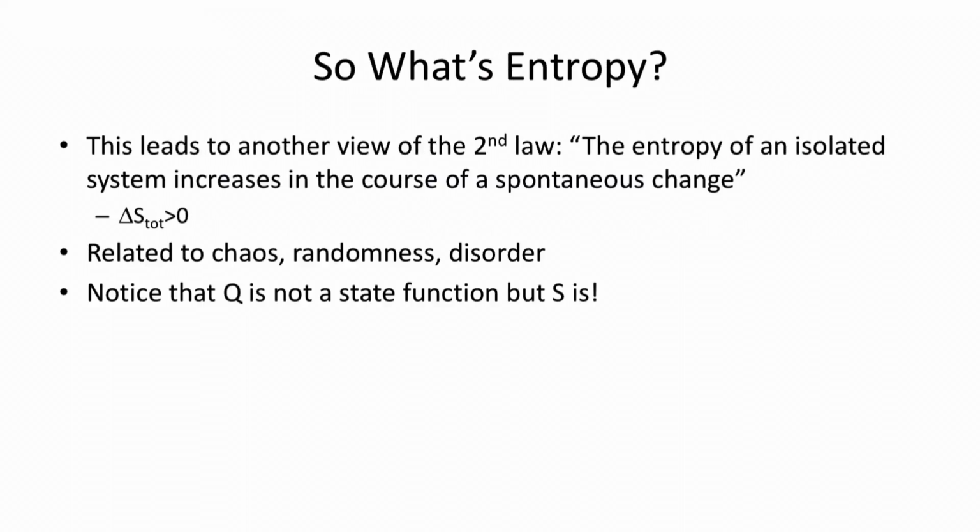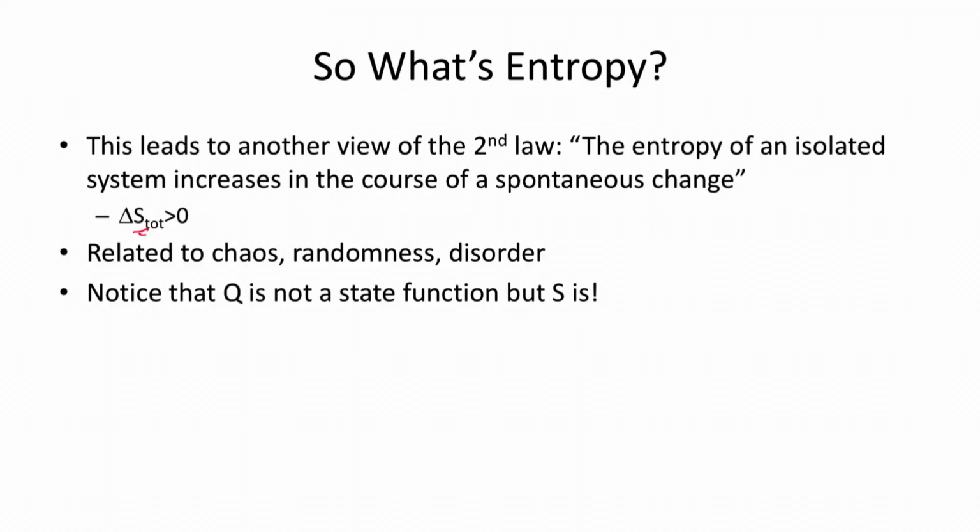So here's another way to think about the second law of thermodynamics. The entropy of an isolated system, meaning something that's by itself, only has to go up in the course of a spontaneous change. Okay, so we're going to use the letter S for entropy. The total change in entropy of the universe has to be greater than 0, positive. And so we're going to think about entropy as things like chaos and randomness and disorder.